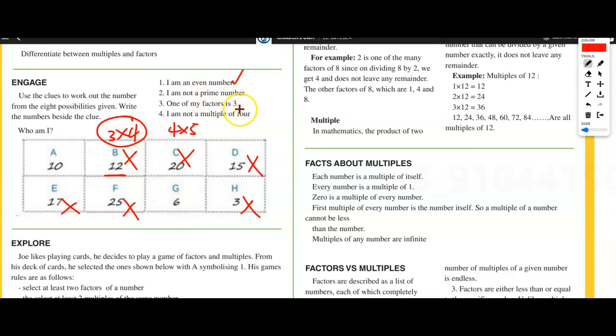One of my factors is 3. Let's look at the factors of 10. So if we had 10, the factors are 1, 2, and 5. So these are factors here of 10. So 10 is out. All right, let's look at 6. Okay, if we have 6 here, factors would be 2 and 3. Okay, so the correct answer here would be 6.